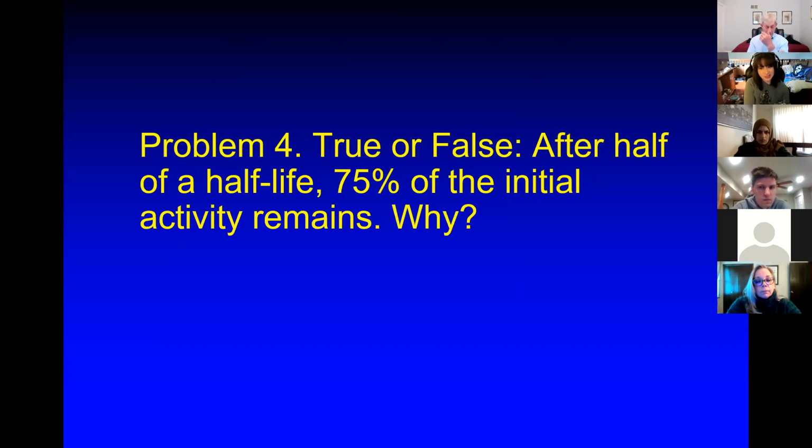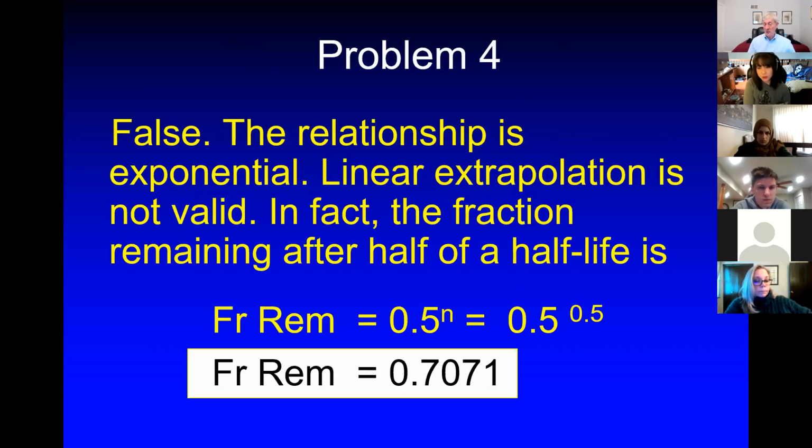False. Totally false. This is a logarithmic function. And all you have to do is punch in on your calculator 0.5 to the power of 0.5. That's a half of a half-life. And it doesn't give you 0.7500, it's 0.7071. So a half of a half-life takes it down to 0.7071.